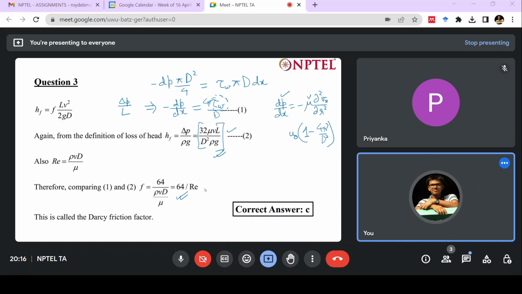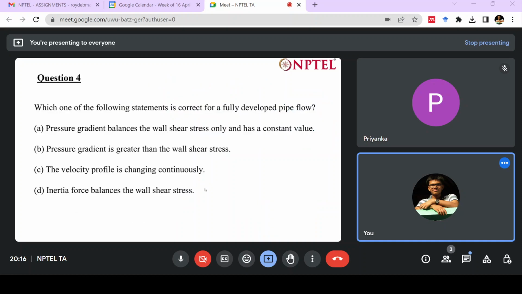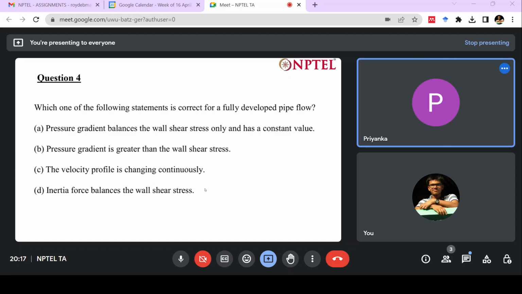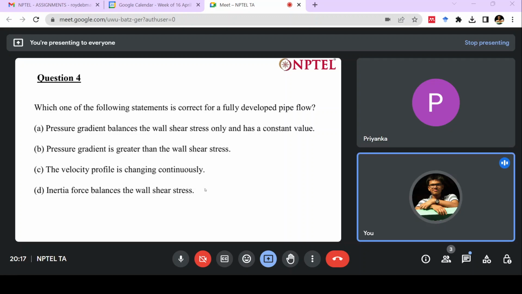Let's move to the next question. Okay. So yeah, this we have discussed just now. So pressure gradient and velocity profile, four statements are given, and we have to find out the true one. So which one of them is true? Sir, is it A? Yes, that is correct. So we discussed this in our first problem itself.